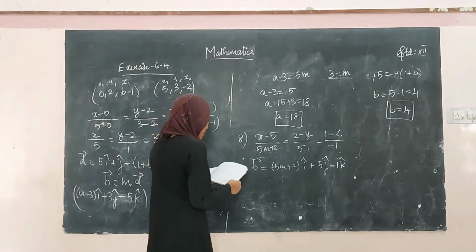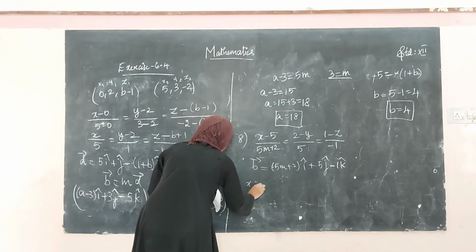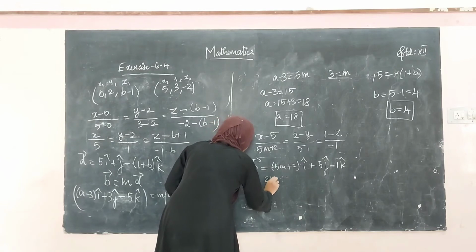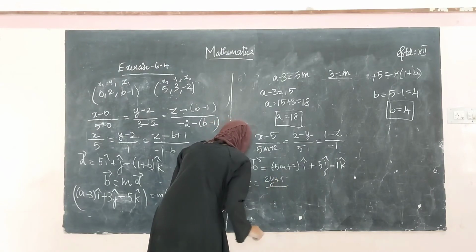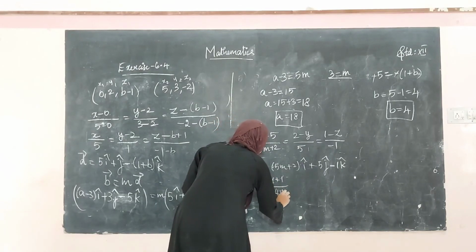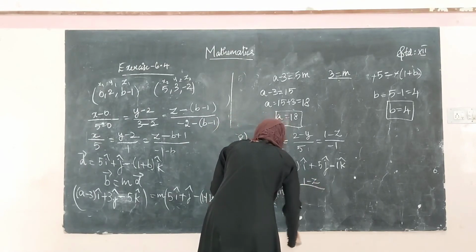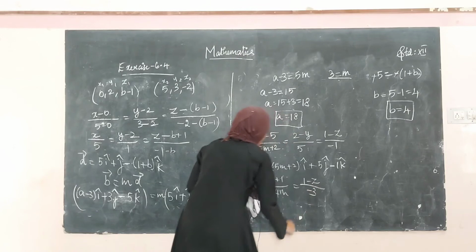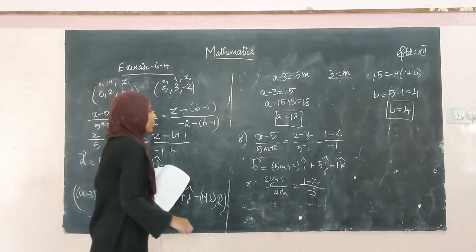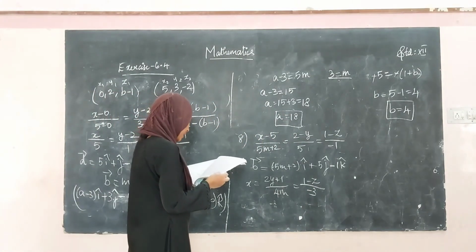Similarly, they have given another equation: x equals (2y plus 1) divided by 4m equals (1 minus z) divided by minus 3. See here, you have to be very clear while writing this.